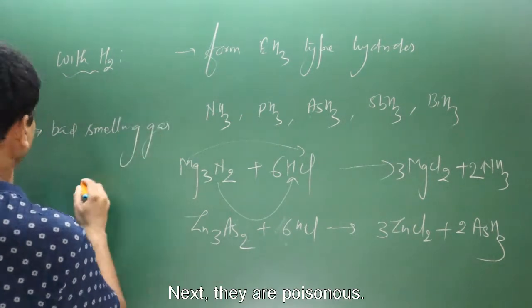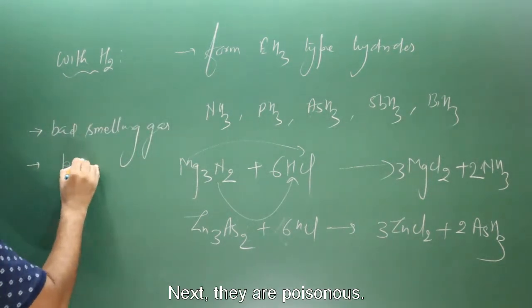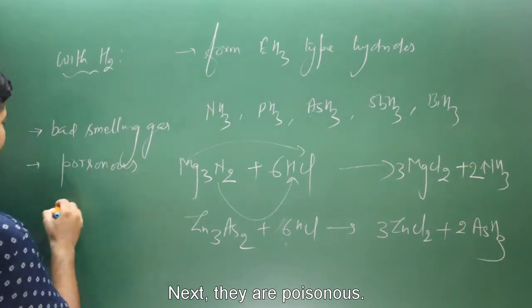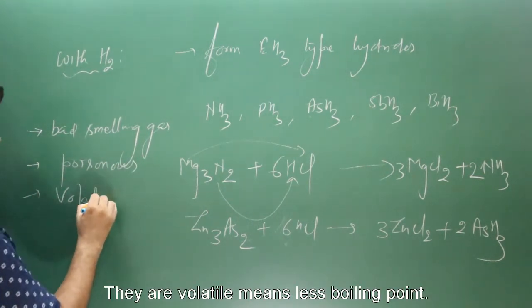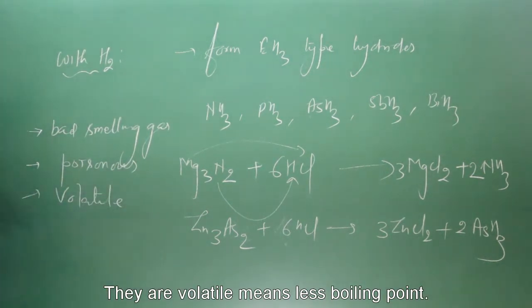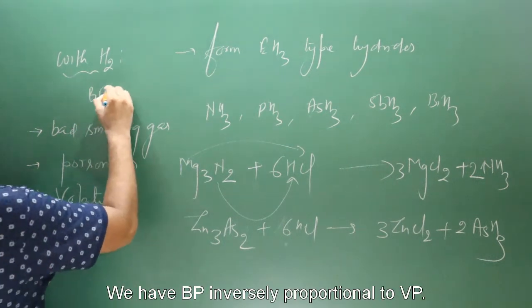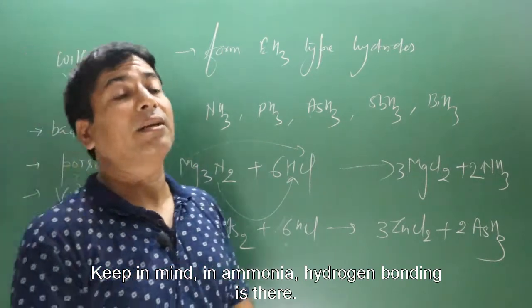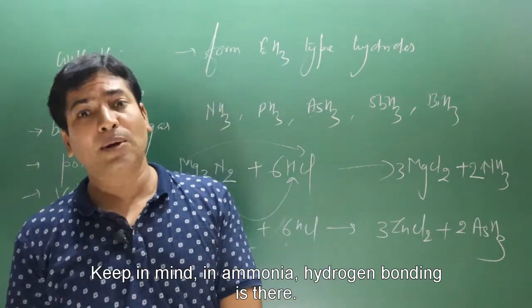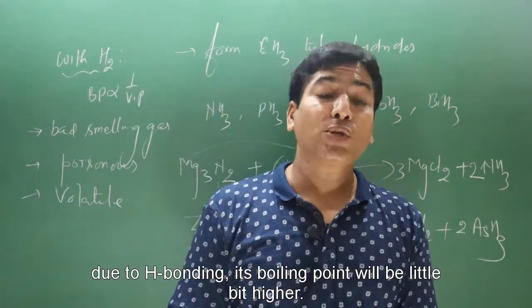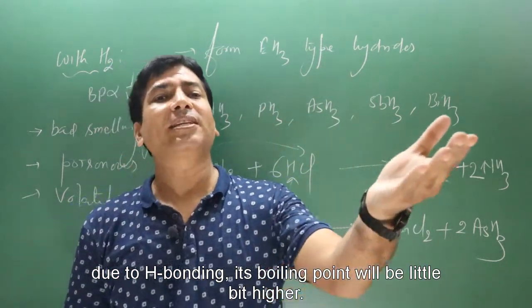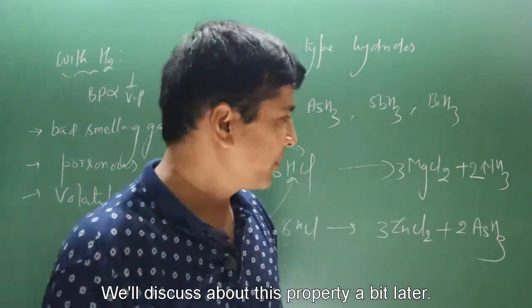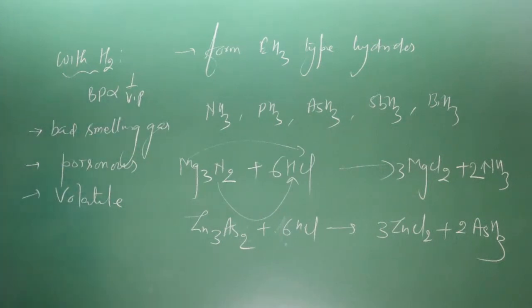We can write: bad smelling gas. Next, they are poisonous gases. They are volatile, meaning low boiling points. Boiling point is inversely proportional to vapor pressure. Keep in mind, in ammonia hydrogen bonding is there, and due to hydrogen bonding its boiling point will be a little bit higher. We will discuss this property a bit later. So these are volatile in nature.